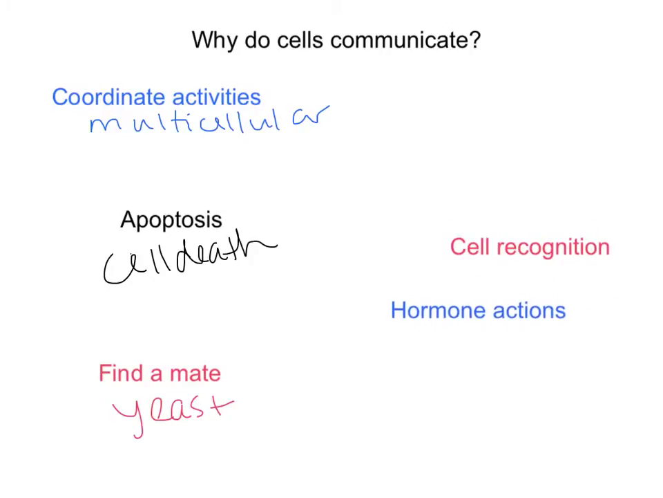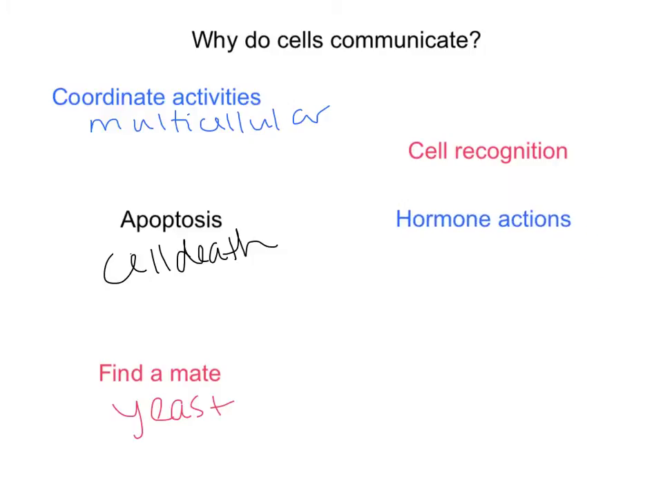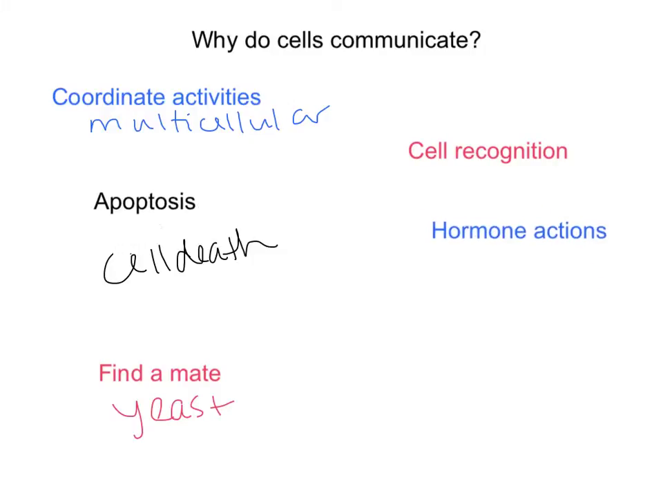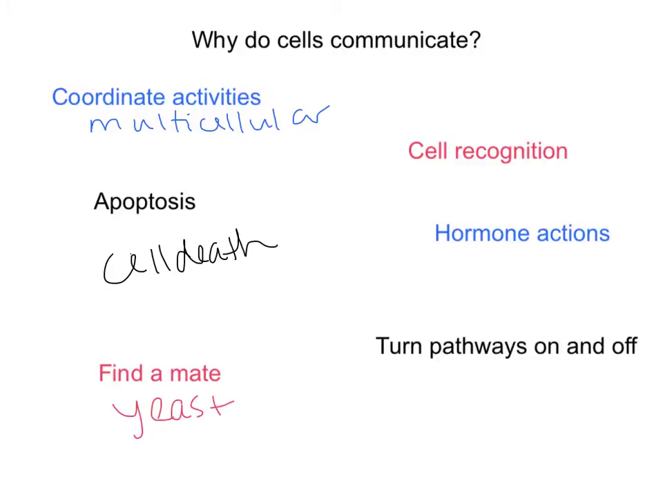Hormone action. This would be what hormones do. Hormones are responsible for acting as chemical messengers, as well as turning pathways on and off. That's what we were talking about with our G proteins and tyrosine kinases. We had those cells that were communicating and talking to one another. So these are all reasons why cells would need to communicate.